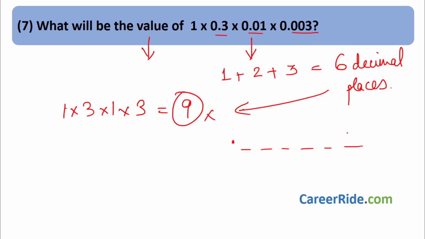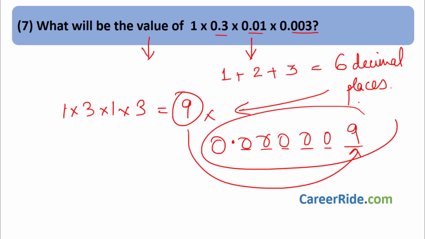9 first, let us write the number 9, it would come over here. Now this should be filled by 0 because there is no other number left. So 0, 0, 0, 0, 0, 0. Answer is 0.000009. So these are 5 zeros and this is the 6th decimal place.